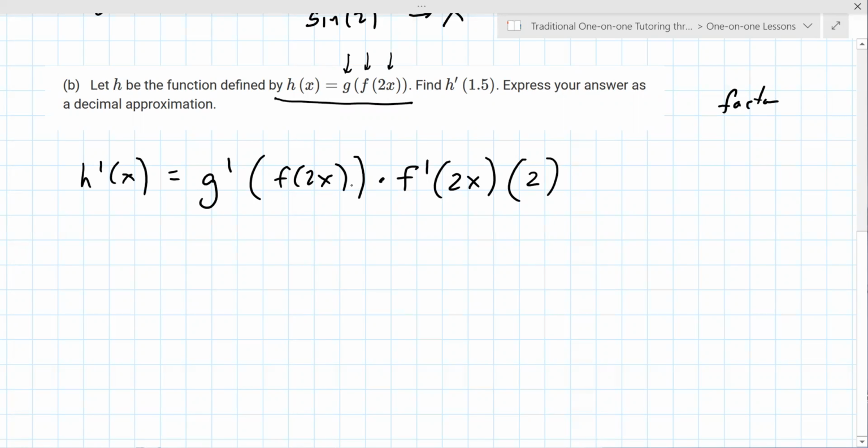That mapping has to be very clear for you, like something that you can do. Okay, now they give you a number. They tell you x is 1.5. So you just put that in wherever you see x. So that's f of 2 times 1.5.